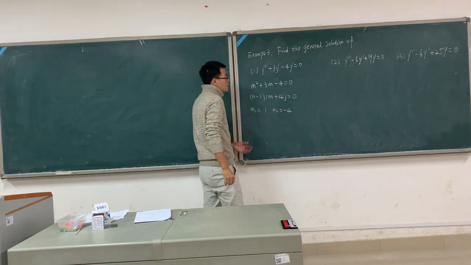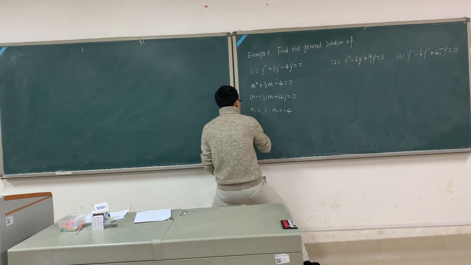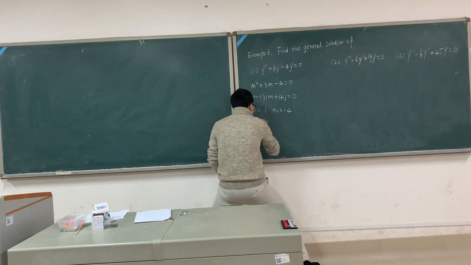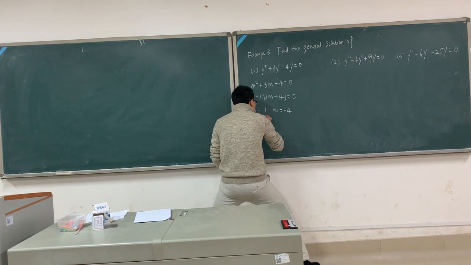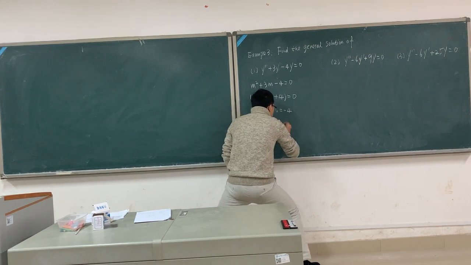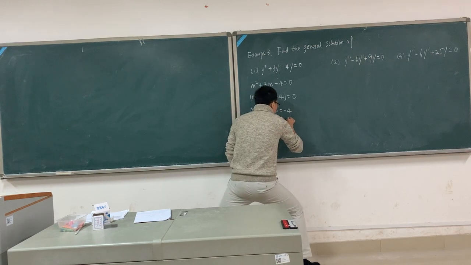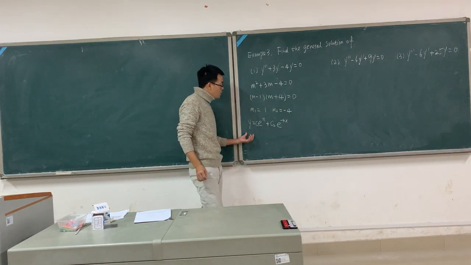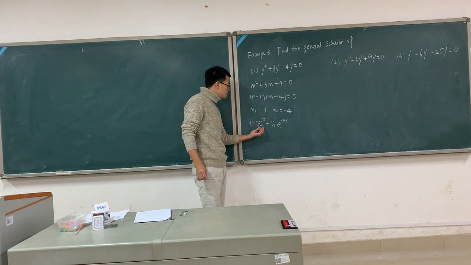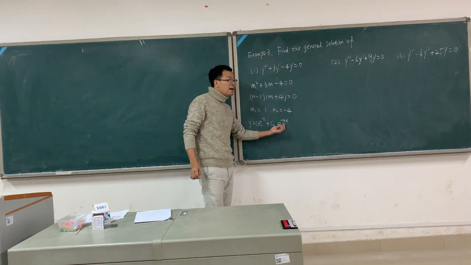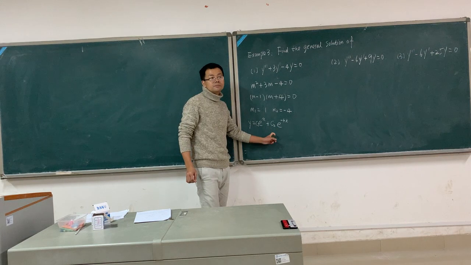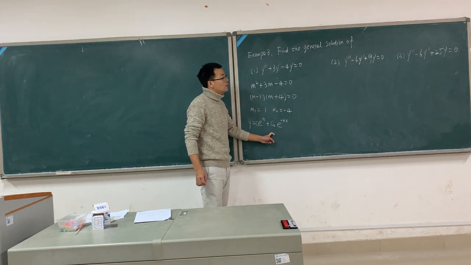So here the general solution is what? y equals c1 e to the m1x, so e to the x, plus c2 e to the m2x, so e to the minus 4x. So the result is y equals c1 e^x plus c2 e^(-4x). This is the first one, okay?